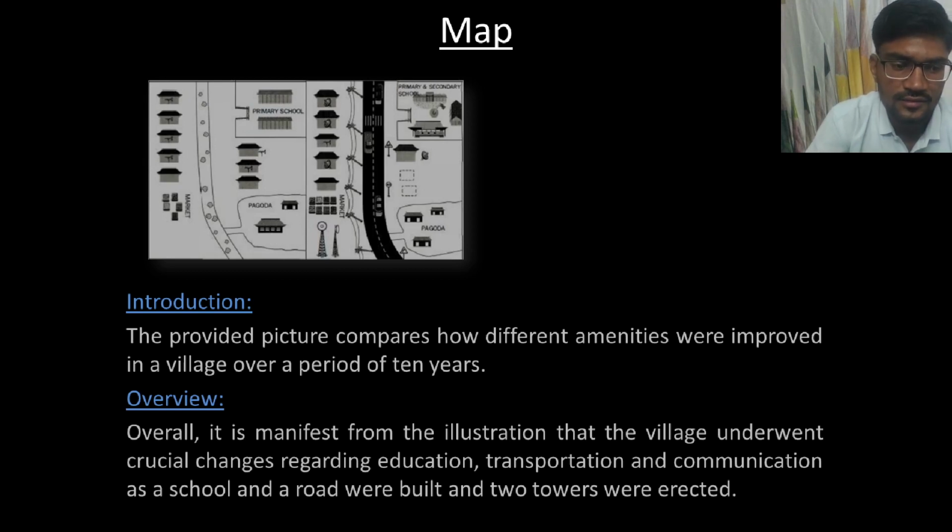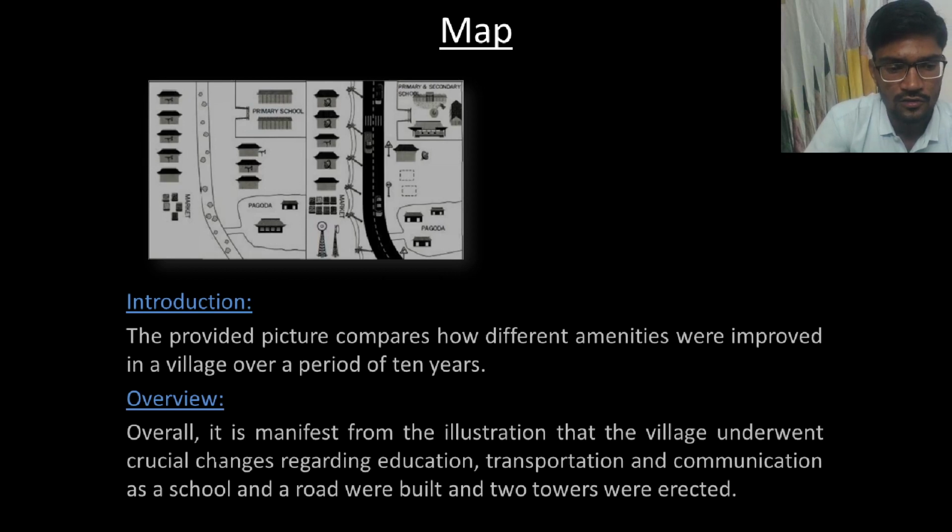And overview की बात करें तो overview is our overall observation at a glance. As you can see here, the two towers were installed, which is eye-catching, and here a road was developed as well as the primary school was converted, or you could say upgraded, into primary and secondary school. So these three things are eye-catching and gonna be in our overview.